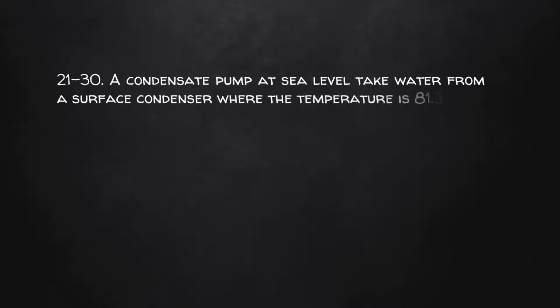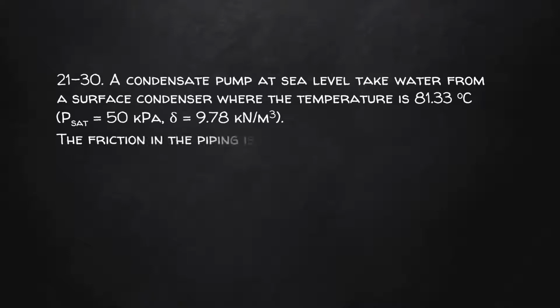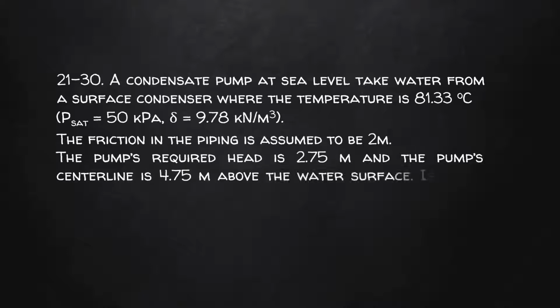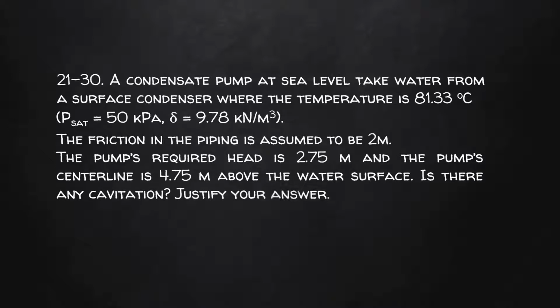A condensate pump at sea level takes water from a surface condenser, where the temperature is 81.33 degrees Celsius, where saturated pressure equals 50 kilopascal, and specific weight equals 9.78 kilonewton per meter cube. The friction in the piping is assumed to be 2 meters. The pump's required head is 2.75 meters, and the pump's centerline is 4.75 meters above the water surface. Is there any cavitation? Justify your answer.